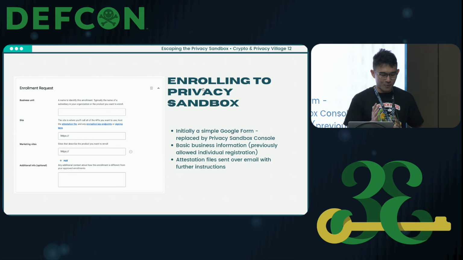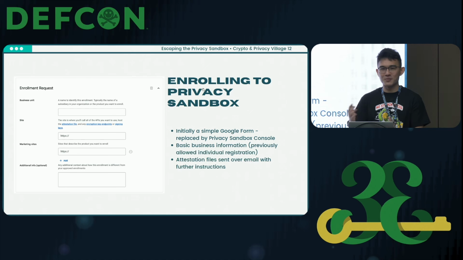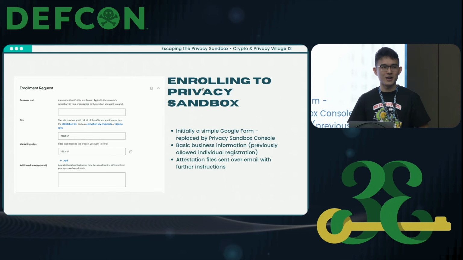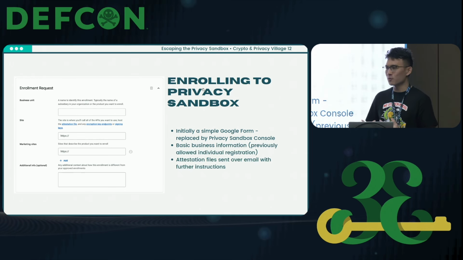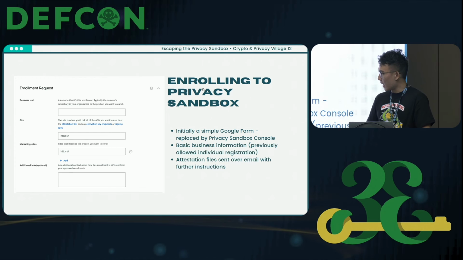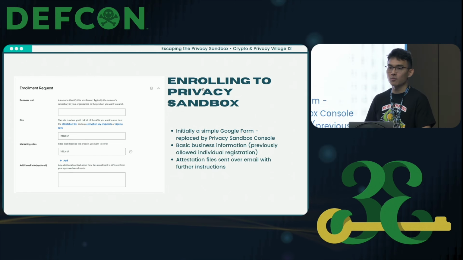So when I first started on this research, it was this janky Google form, and you submitted it and hoped for the best, and a few days later someone would email you, saying, hey, welcome to the Privacy Sandbox. But now they've moved on, and they have a proper Privacy Sandbox console. I think you do have to provide a valid TIN number, which is a company number, but I'm not sure if that's still the case. And basically, there's some level of validation that goes on before you're added to the Privacy Sandbox.